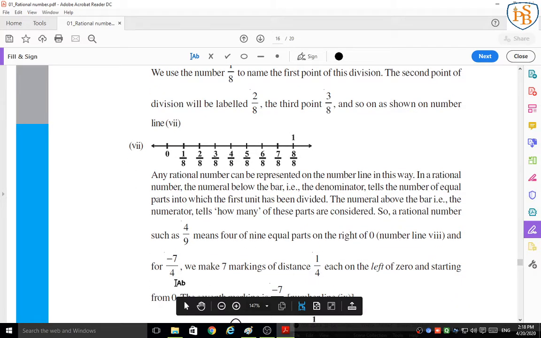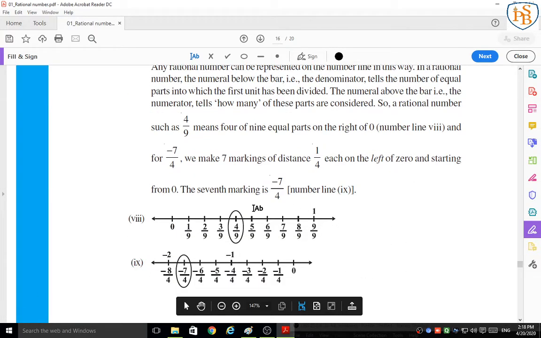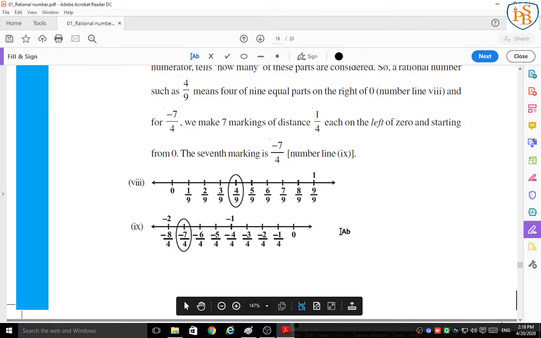And for negative 7 upon 4, we make 7 markings of the distance 1 upon 4 each, to the left of the 0. That means positive rational numbers we have to show on the right hand side of the 0, and negative numbers we have to show on the left hand side of the 0. Starting from 0, the 7th marking will be negative 7 upon 4, in this way. You can stop this video and look at both the number lines.